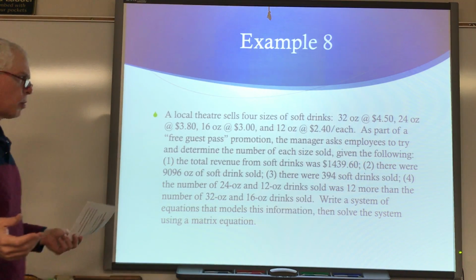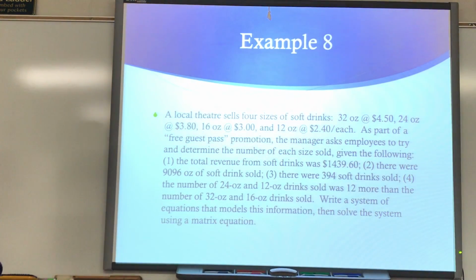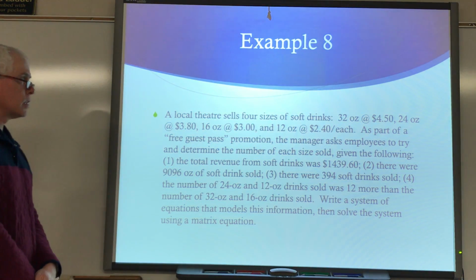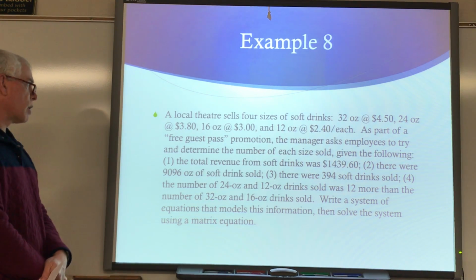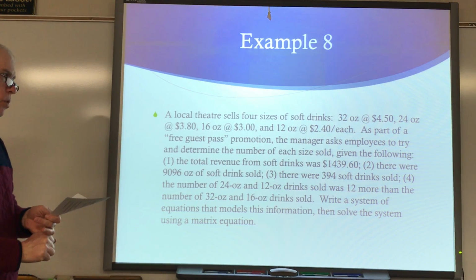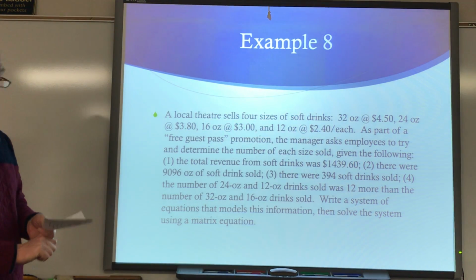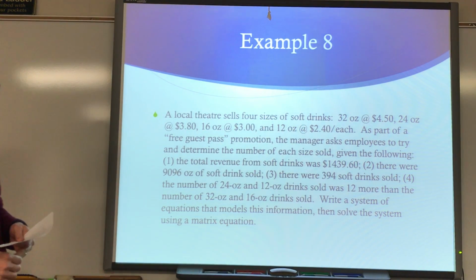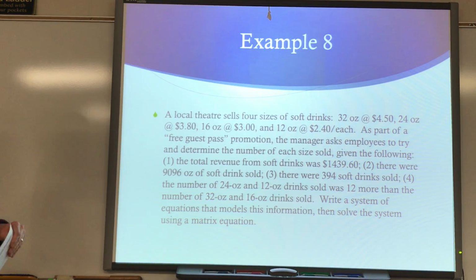Okay, what about a word problem? How are we going to tackle this? This looks super complicated, but with the use of a calculator, it's not terrible. So a local theater sells 4 sizes of soft drink: 32 ounce, 24 ounce, 16 ounce, and 12 ounce, at the different prices you see there. As part of the free guest pass promotion, the manager asks employees to try and determine the number of each size sold, given the following. Total revenue was $1439.60. There were 9,096 ounces sold, 394 soft drinks sold, and the number of 24 ounce and 12 ounce soft drinks sold was 12 more than the number of 32 and 16 sold.